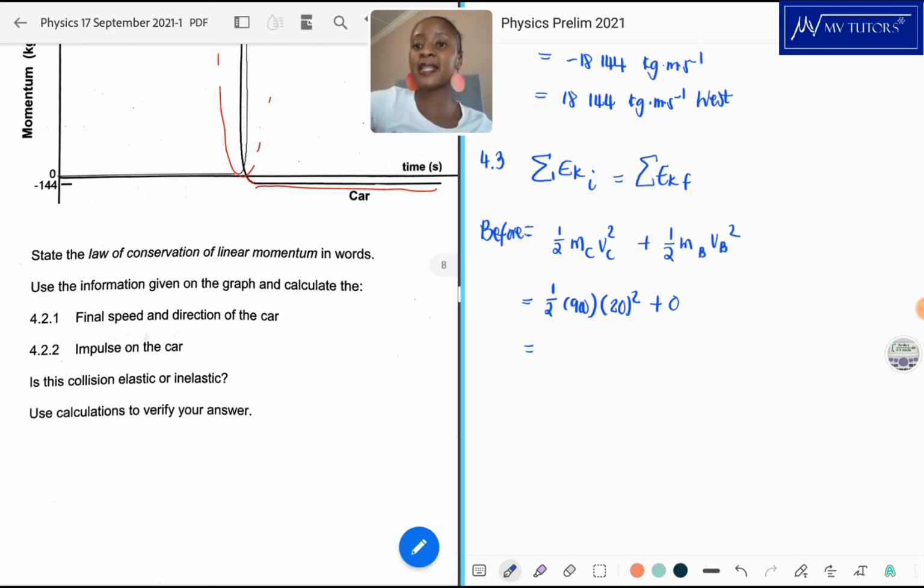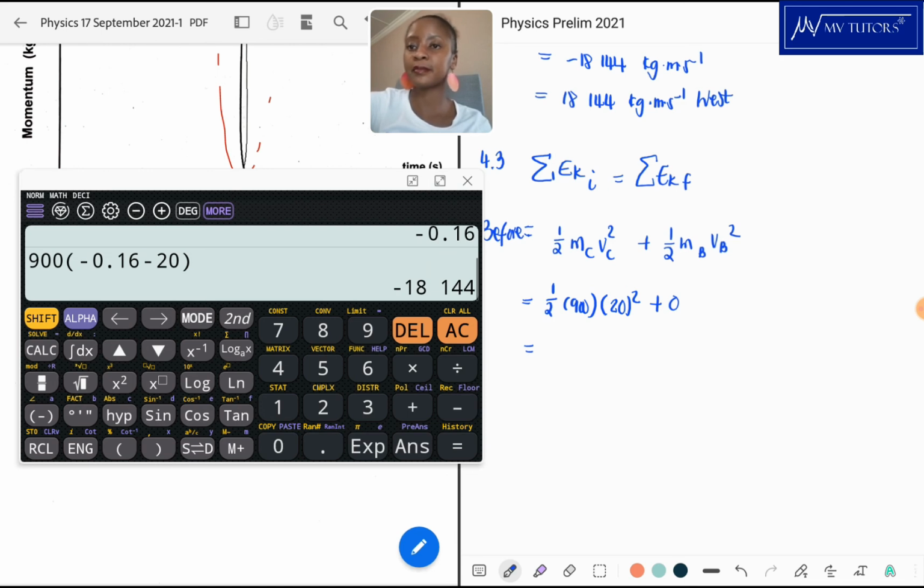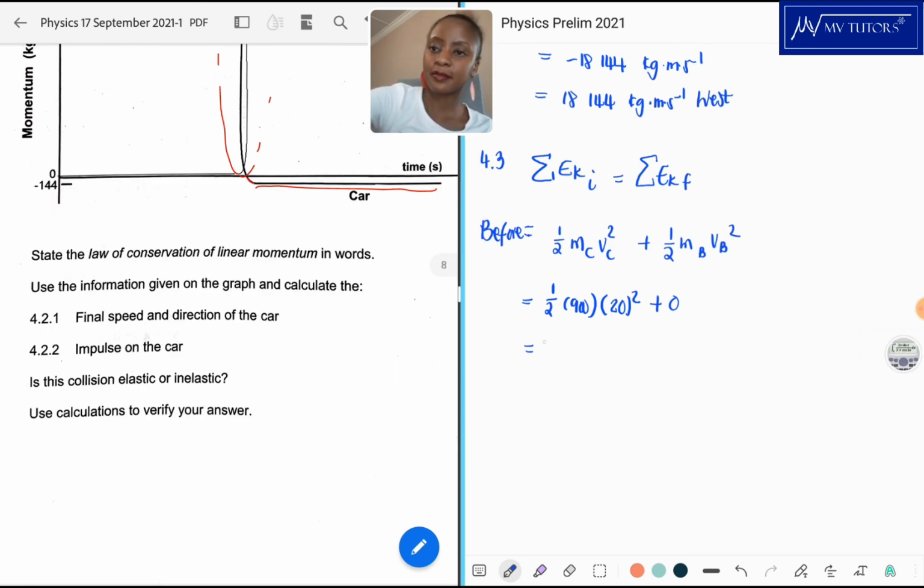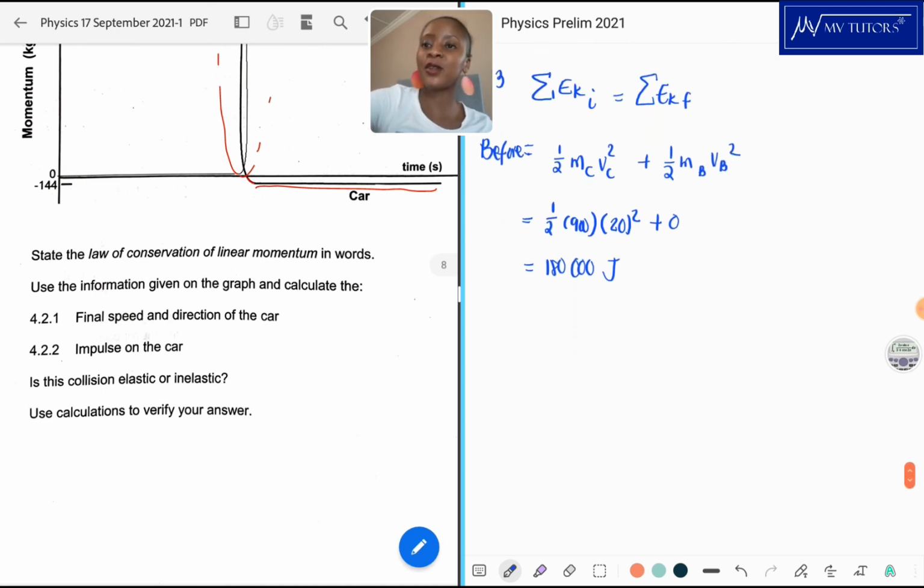So the sum of the kinetic energy before the collision occurred would be equal to 180,000. And what would the unit be? Joules, because we're dealing with energy now. All right, now let's have a look at after.